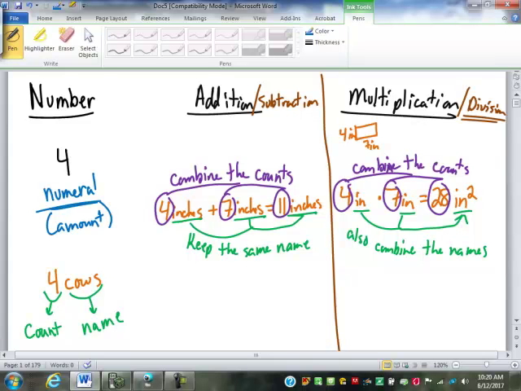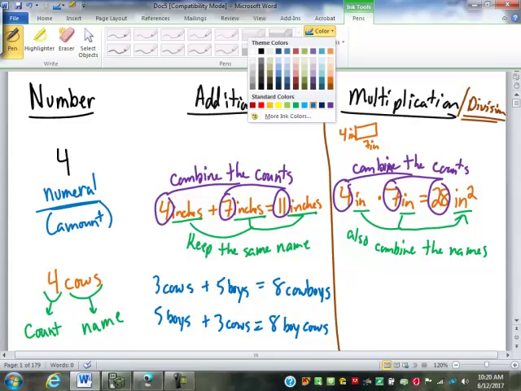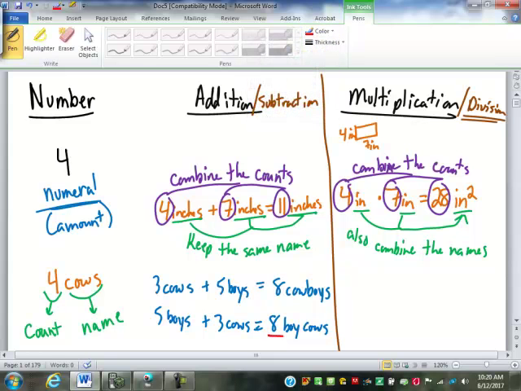For example here, for addition, let's say I have 3 cows plus 5 boys. Do I get 8 cowboys? No, of course not, right? Or if I did it the other way, 5 boys plus 3 cows. Do I get 8 boy cows? No. Anybody with a farming background in here? So you can tell me that is a whole bunch of bull, right?